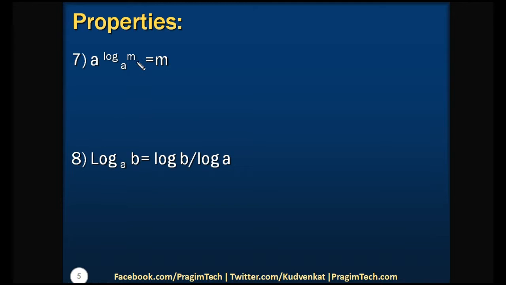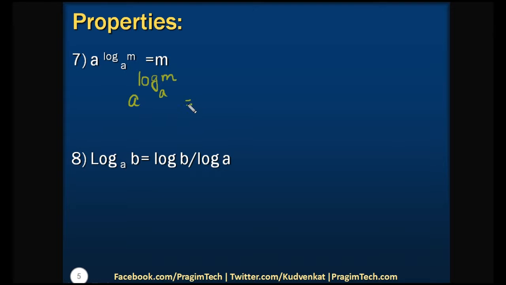A power log m to the base a is equals to m. That is, here logarithm is indexed to the number a. A to the power of log m to the base a. If you observe here, the base is a and the number is m.